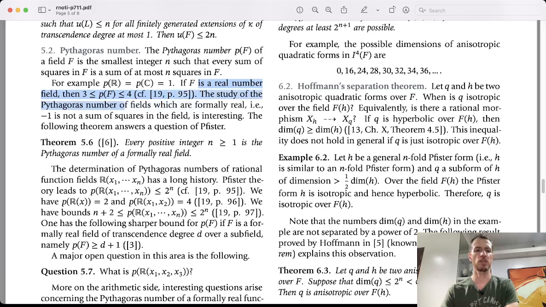The study of the Pythagoras number of fields which are formally real, i.e. minus 1 is not a sum of squares in the field, is interesting. The following theorem answers a question of Pfister. Theorem. Every positive integer n bigger than or equal to 1 is the Pythagoras number of a formally real field.